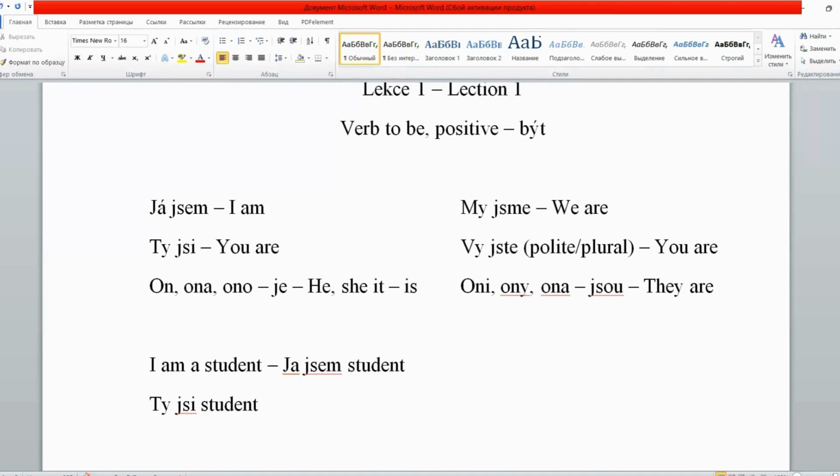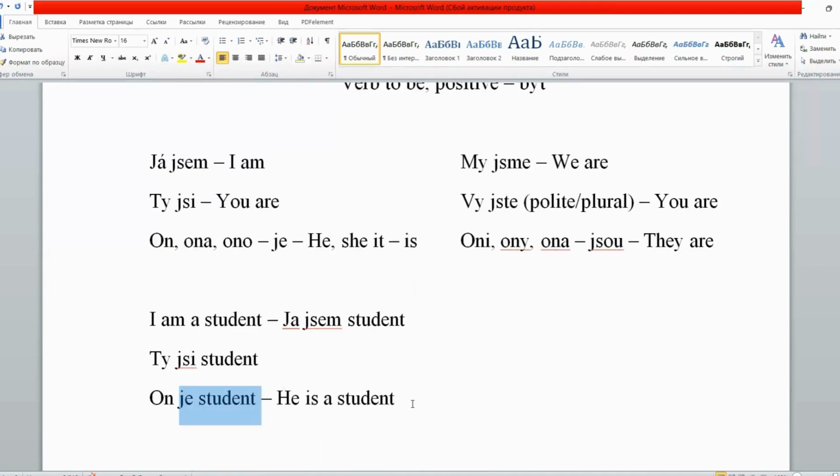If you want to say he is a student, we use just the form je. It's very important. In the Czech language, this form means the masculine form, not feminine, not neuter. We use it like the masculine. Je student. It means he is a student. It's just obvious for a Czech native speaker that if you say je student, it means he's a student.